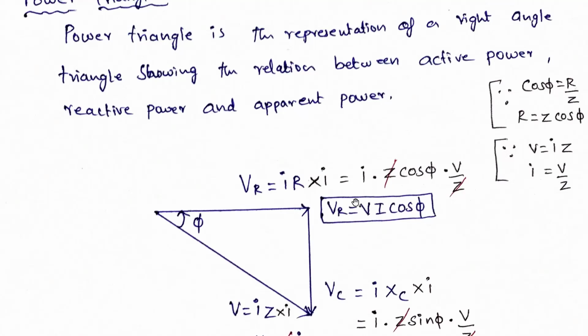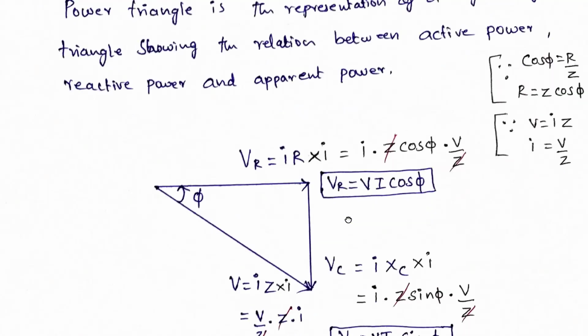So that is nothing but VR into I. So VR into I is nothing but P. Here I have written wrongly. So VR into I is nothing but P. That is called real power.